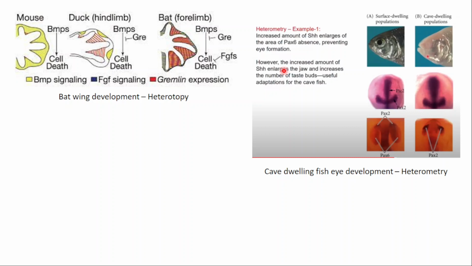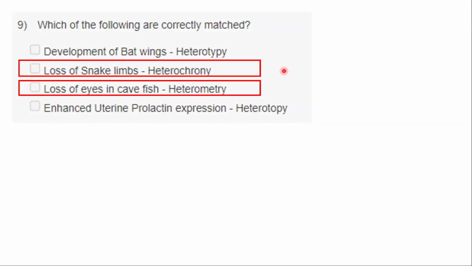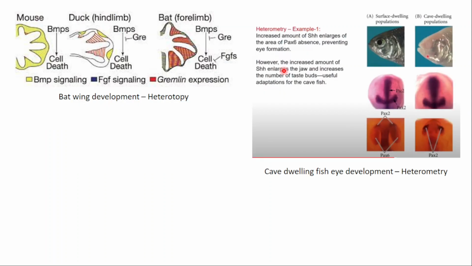And the loss of snake limbs is heterochrony, loss of snake limbs rather than formation of ribs. So the snake has ribs all over its body due to SHH expression in the hind limb. So that is also a correct match of heterochrony, loss of snake limbs, and loss of eyes in cave fish, heterometry.